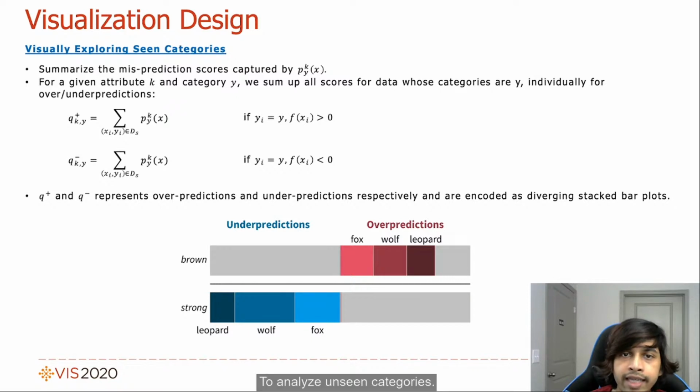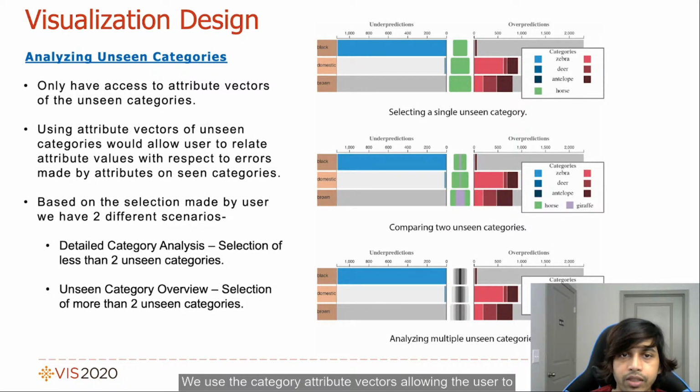To analyze unseen categories, we use the category attribute vectors, allowing the user to relate to the errors made by the attributes on seen categories. When the user selects a single unseen category, we place a length-encoded bar in the center. But when the user selects exactly two unseen categories, we layer the bars on top of each other. When the user selects more than two categories, we treat this as a case of analyzing category overview and encode categories using an ordinal color map, where we map the total number of classes that overlap in a particular attribute to a grayscale value.